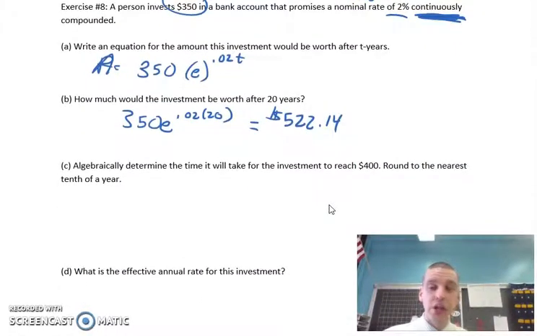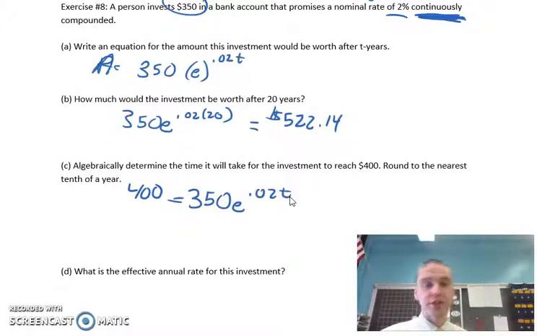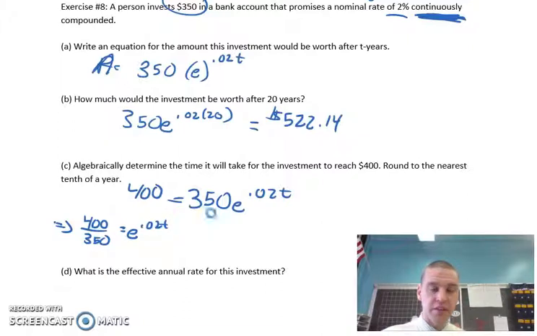Now, again, where do logs and natural logs come into play? Right here. Algebraically determine the time it will take the investment to reach $400. This specific investment. So we have 350 e to the 0.02 t equals $400. Solve for t. Where is it? Oh, it's in the exponent. What a surprise, we're in the logs unit. So we've got to get e to the 0.02 t by itself. So we're going to divide by 350.